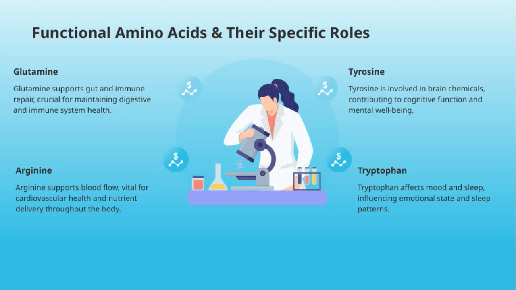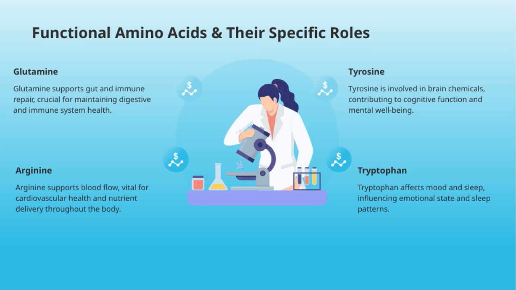Let's take a closer look at some of the functional amino acids and their specific roles. First, tryptophan. This amino acid is really important because it affects our mood and sleep. It plays a key role in influencing our emotional state and sleep patterns, helping us feel more balanced and rested.